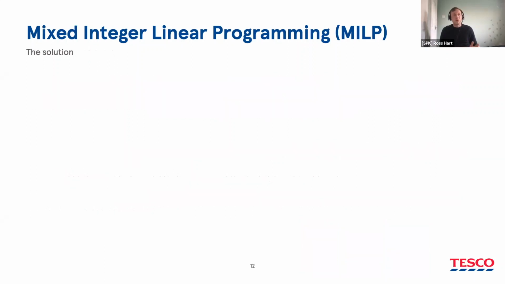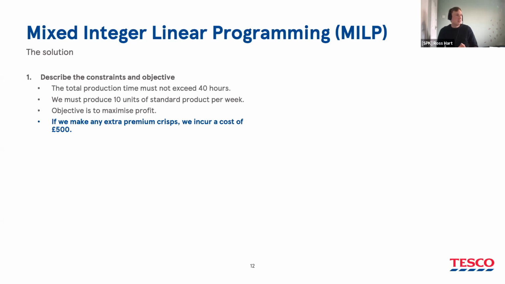If I walk through the previous problem we had, we describe the constraints and objectives. They're exactly the same as we had before, but the difference is that we've got this extra thing. If we make any extra premium crisp, we'll incur a startup cost of £500, which is a fixed cost no matter how many of these extra premium crisps we make.